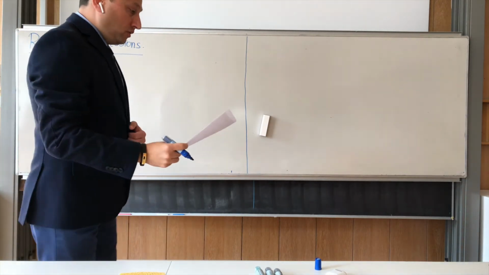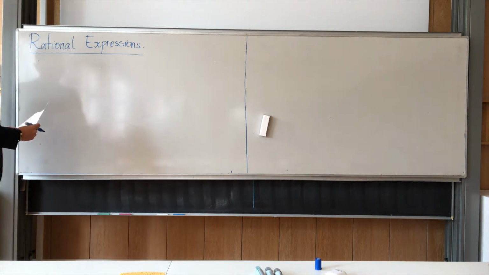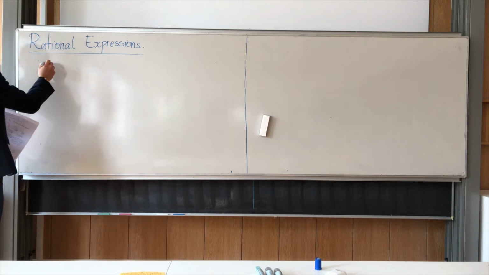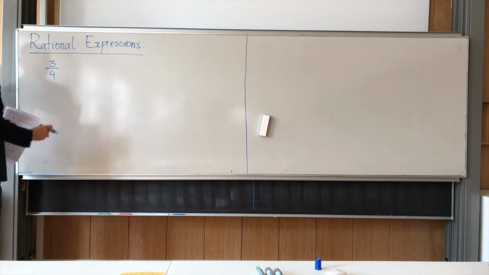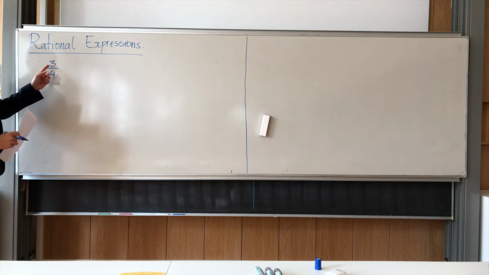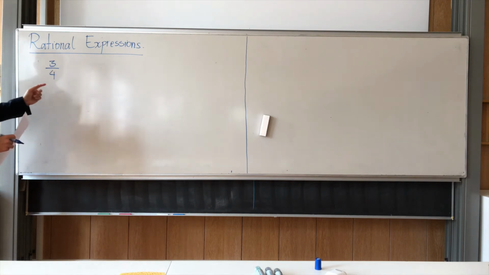Okay, so all of you are familiar with the notion of rational numbers. A rational number is a number that you can write as a fraction. For example, 3/4 is a rational number. It's a fraction, and the numerator and the denominator come from the set of integers. So this is called a rational number.